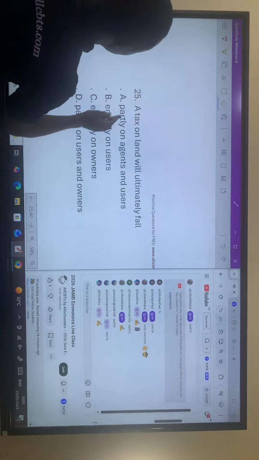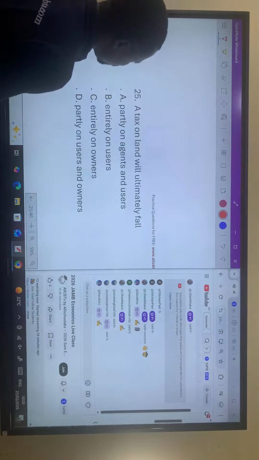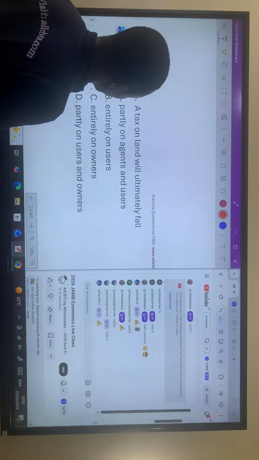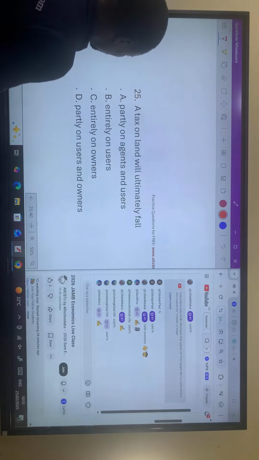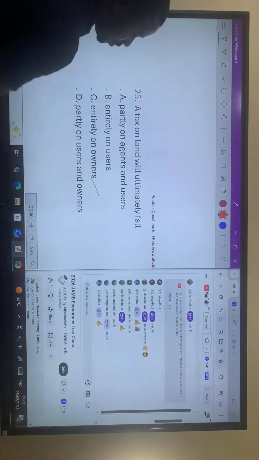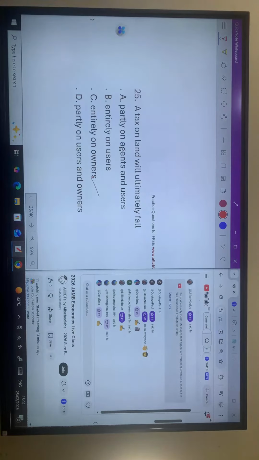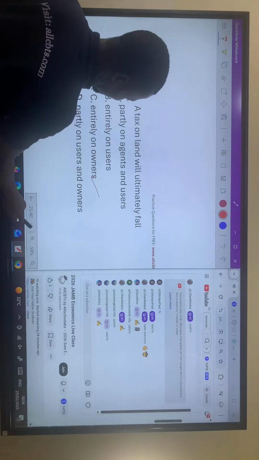Now we'll come to the next one. Next question. A tax on land will ultimately fall partly on agents and users, entirely on users, entirely on owners, or partly on users and owners. It's on the owner now, the owner of the land. You pay your tax. Alright, we'll go on.